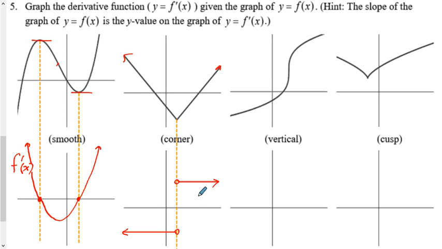As we look at the next one, we also know that a graph is not differentiable where we have a vertical tangent line. So here, where we have that vertical tangent line, I can't find a derivative. So that's going to be a significant point on my graph. What's happening?